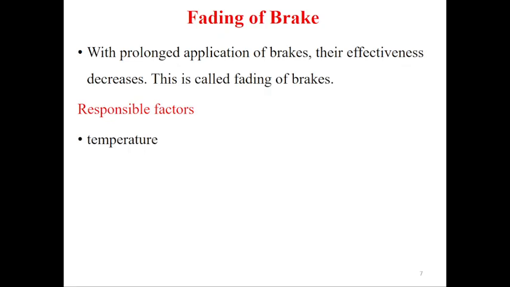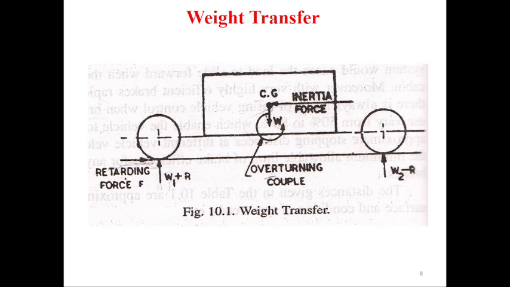The next point is brake fade. Fading of the brakes occurs with prolonged application of the brakes, when effectiveness decreases. This is nothing but the fading of the brakes, and it can be reduced by controlling the responsible factor, temperature. The image shown here is of weight transfer, which transfers the retarding force to one wheel.